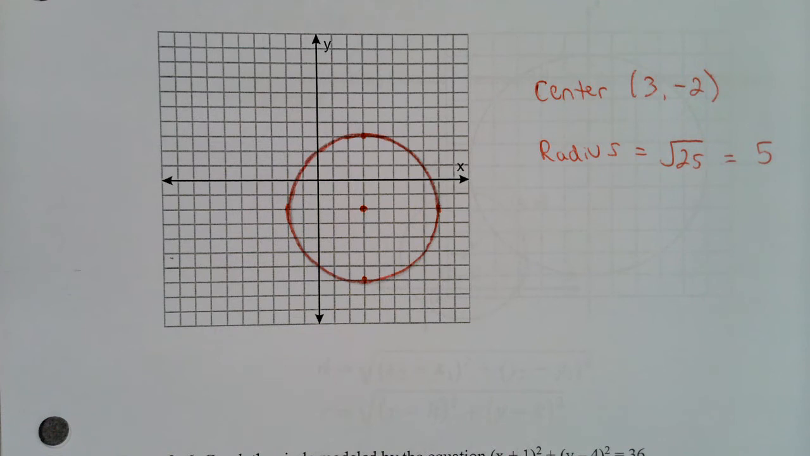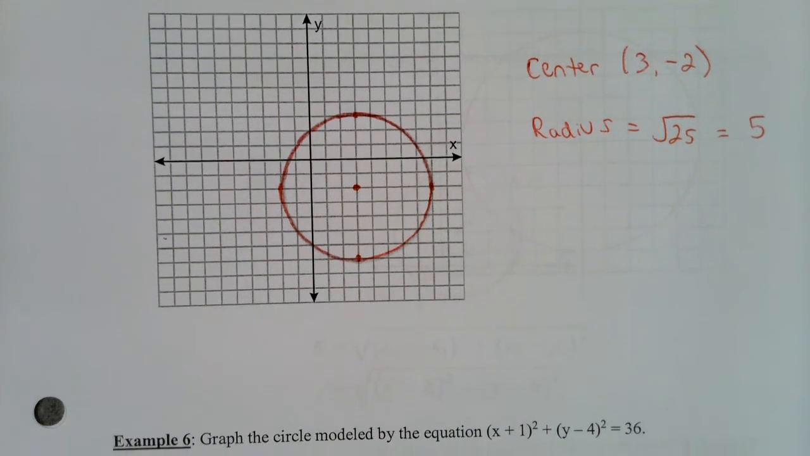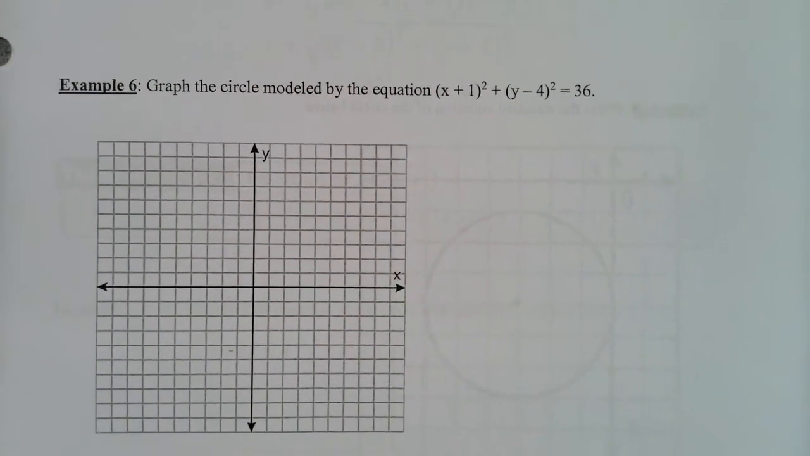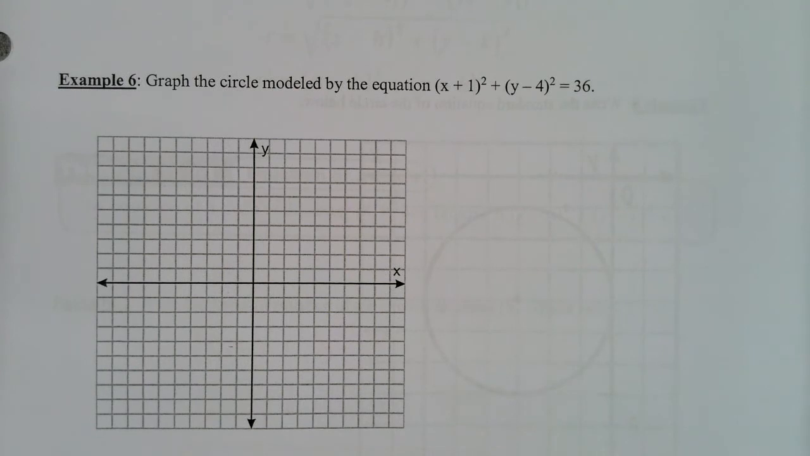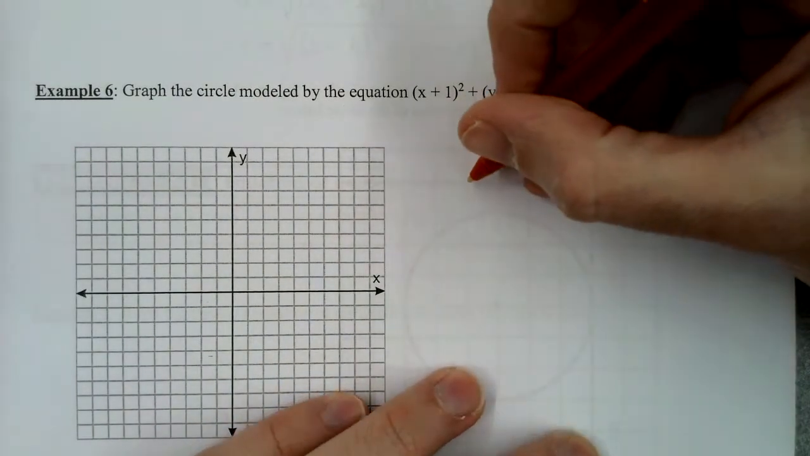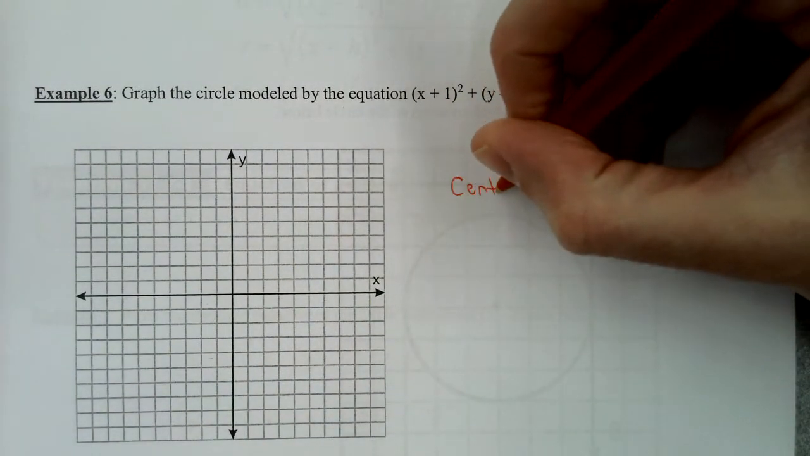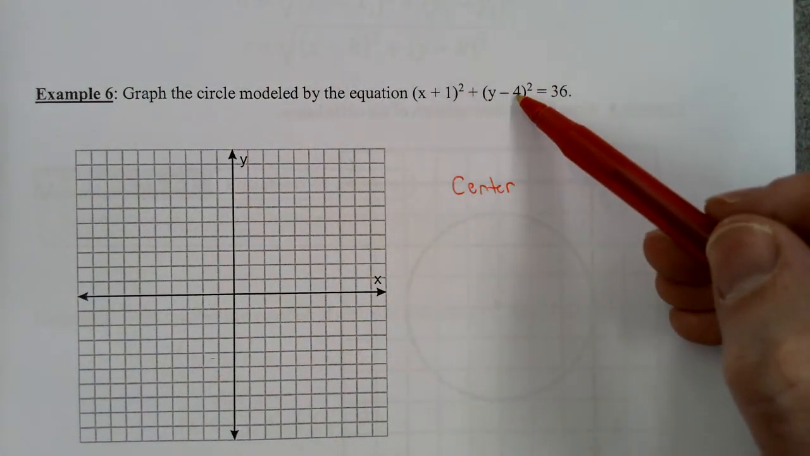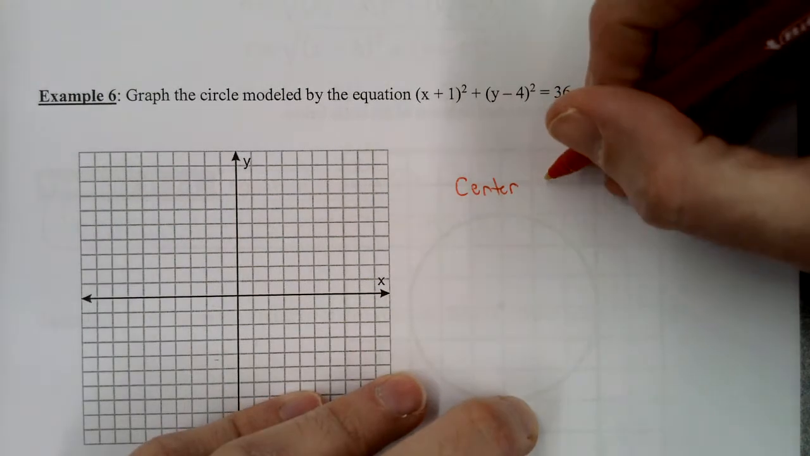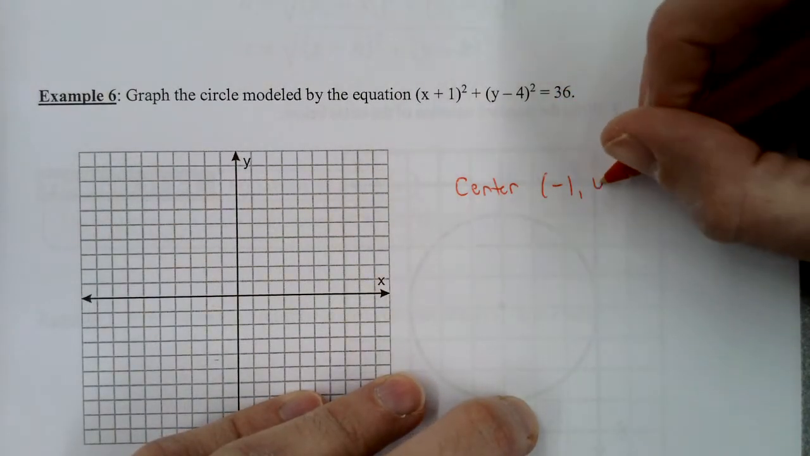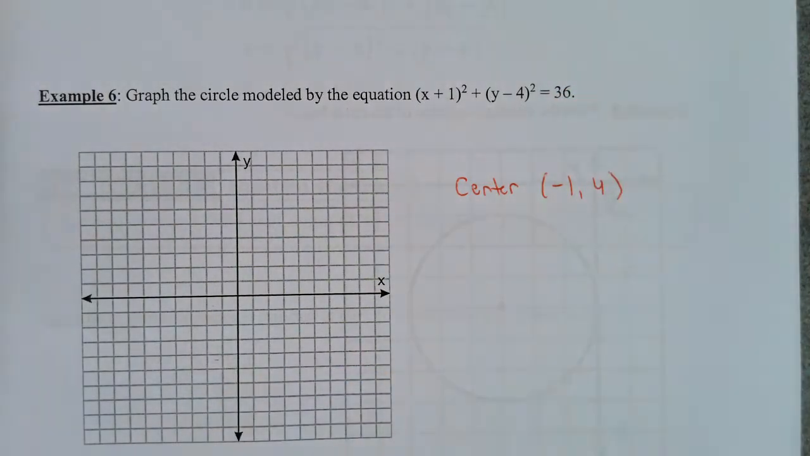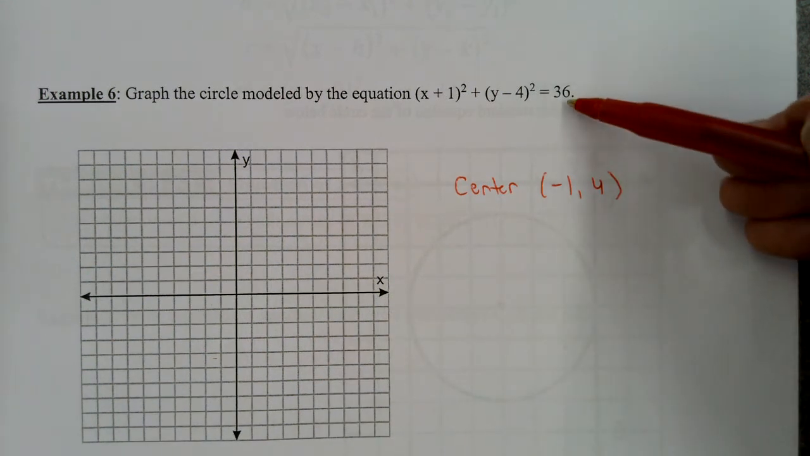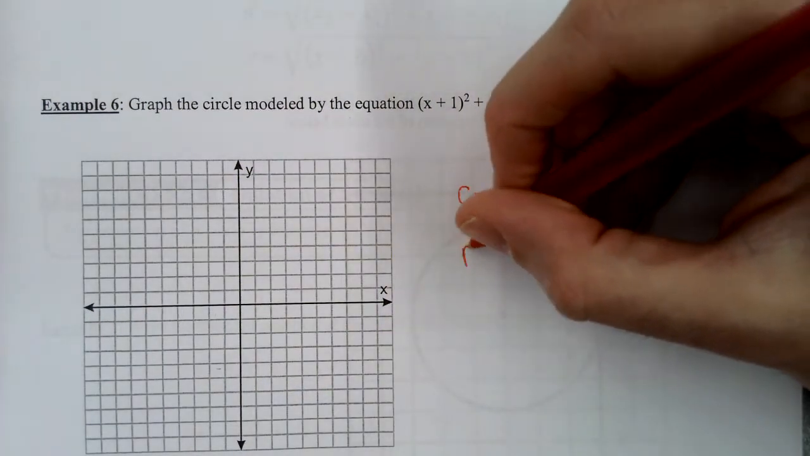Okay, let's do another one. Graph the circle modeled by this equation. So again, let's state the center and the radius first. The center, opposite sign of that, comma, opposite sign of that. So the center is negative 1, 4. And the radius equals the square root of 36, which equals 6.